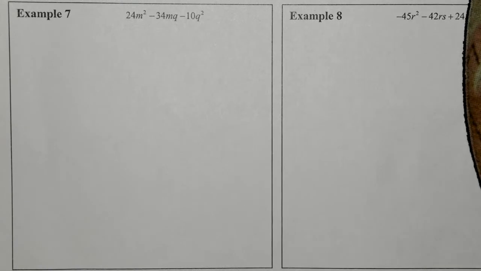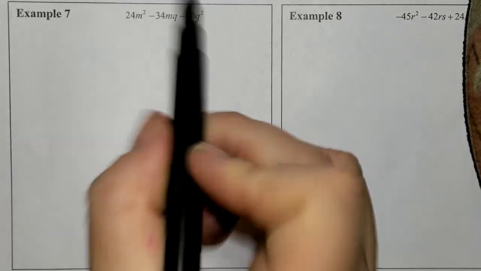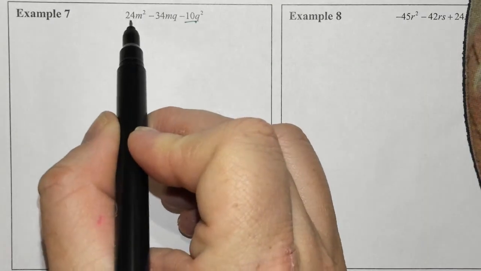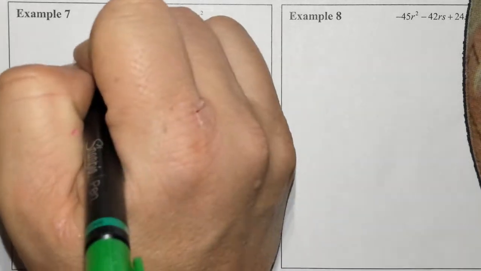Example 7, 8, and 9 are all very similar. So let's first figure out, can we factor out a monomial? So I look at 24, 34, and 10. Go with the smallest of the three values. I know I cannot nicely divide 10 into 24. I cannot divide it 5 in, but I can divide in 2. So let's factor out a 2.